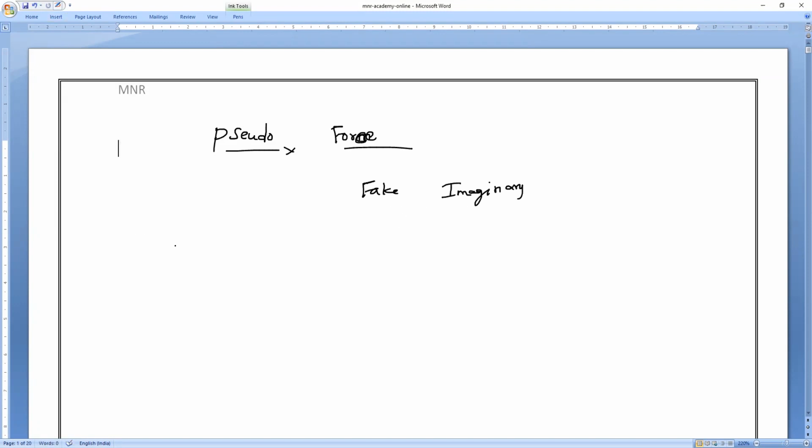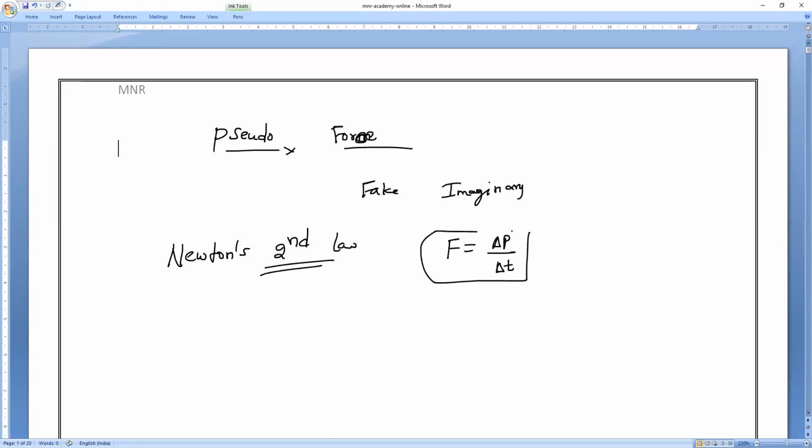We all studied in this chapter, Newton's laws of motion. Mainly Newton's second law, if you observe very carefully. What is Newton's second law? Anybody can tell? All of you. F is equal to dp divided by dt, change in momentum divided by change in time taken. That is the law.